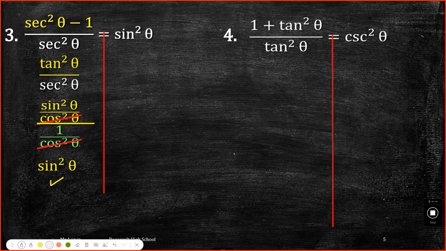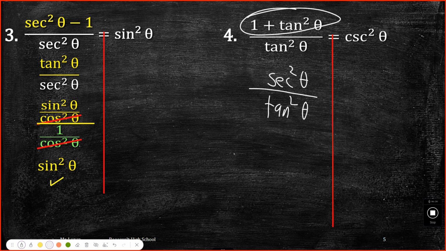what's 1 plus tangent squared theta? Loud, I'm hearing somebody say it. Secant squared theta. So this is going to be secant squared theta over tangent squared theta. And we'll do that, that suggestion of changing everything to sines and cosines maybe.